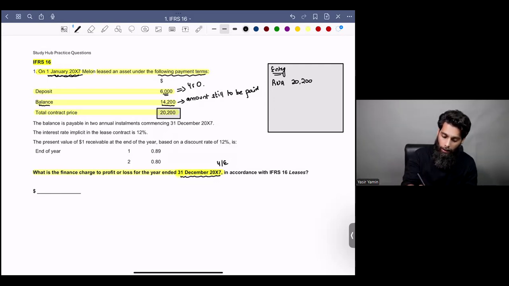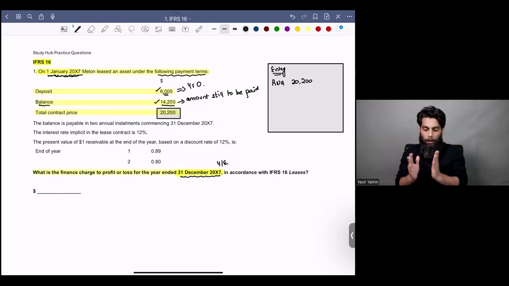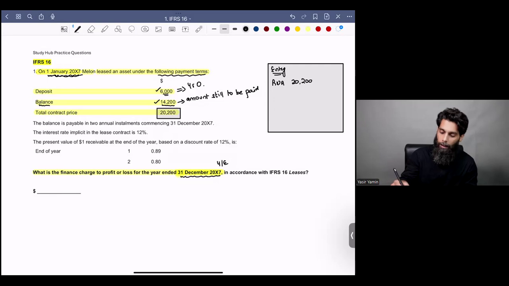It includes the initial deposit that you make. It also includes the amount which you have to pay in future as well. So the total cumulative amount with regards to this asset might have been 20,200. Then you would have, in absolute amounts, not in present value terms, we are yet to go for it, your liability would have been 14,200 and your cash payment would have been 6,000.